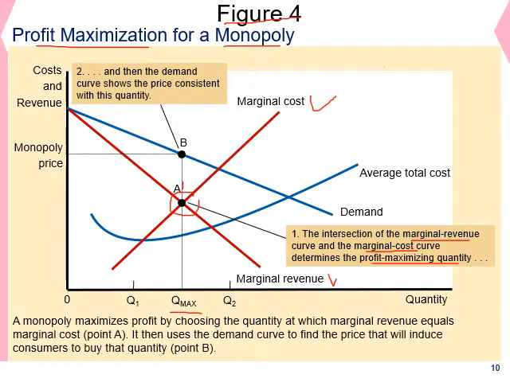So you go all the way up to the demand curve at point B to determine the price that the monopoly is going to charge. The demand curve shows the price consistent with the quantity.